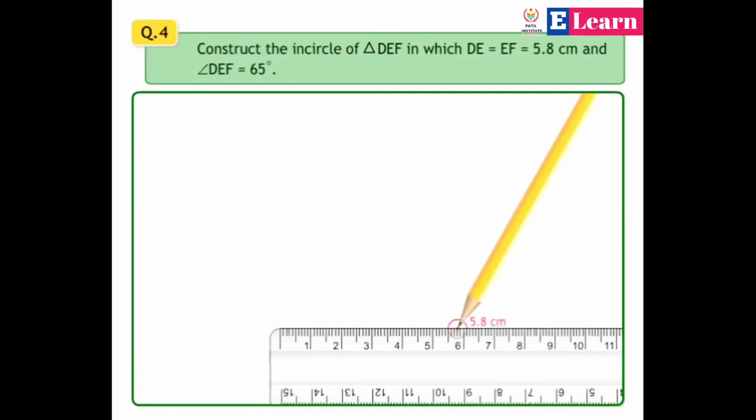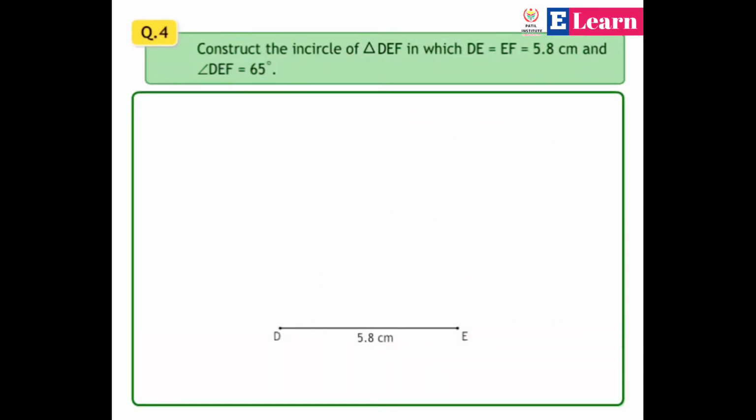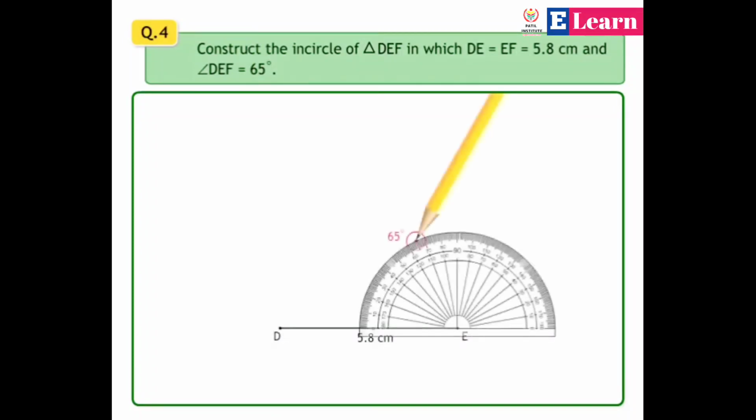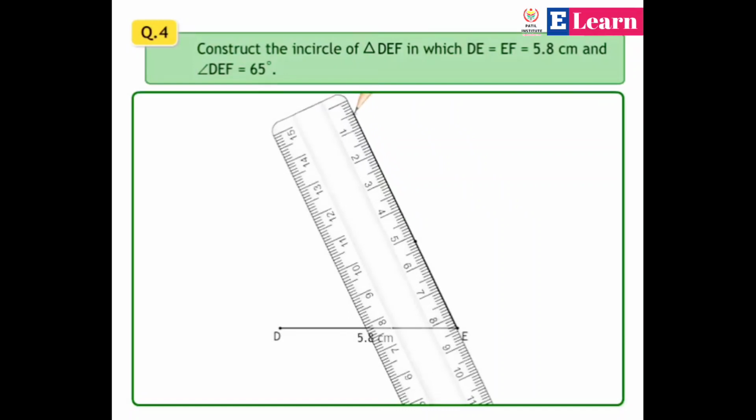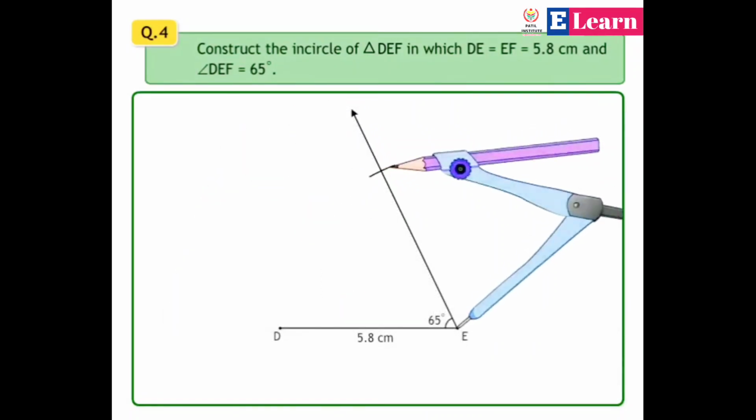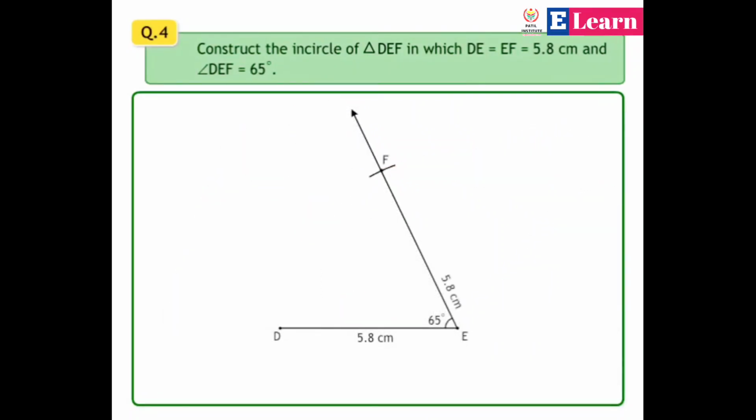Solution. First, draw segment DE of length 5.8 centimeters. Measure 65 degrees from point E and mark a point. Now, draw an arc from point E of length 5.8 centimeters and mark that point as F. Join DF. You get the required triangle DEF.